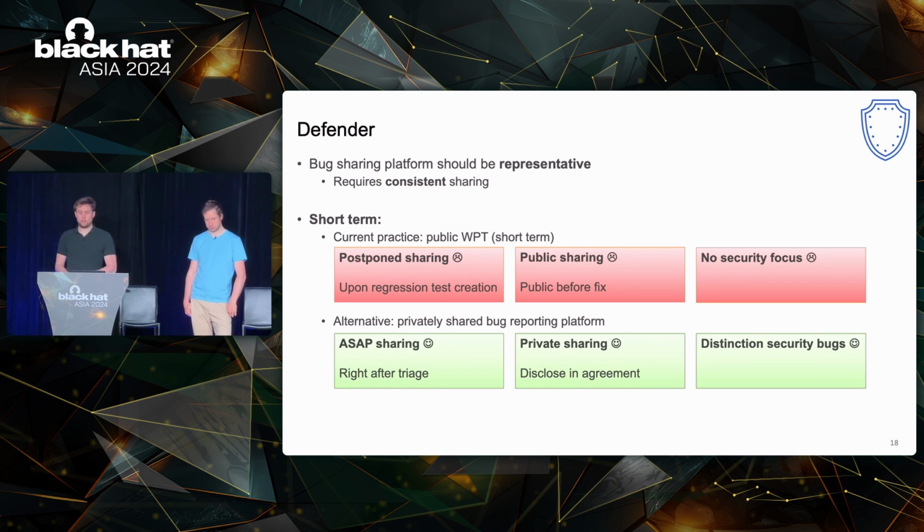We think it would be better to use a privately shared bug reporting platform. This enables sharing bugs as soon as possible, even right after triage. Also, sharing is private, and vendors can even disclose the bug in agreement. And there would ideally be a distinction for security bugs. And in the long term, we also think that browser vendors can learn from each other as to how they actually solve the same bug.